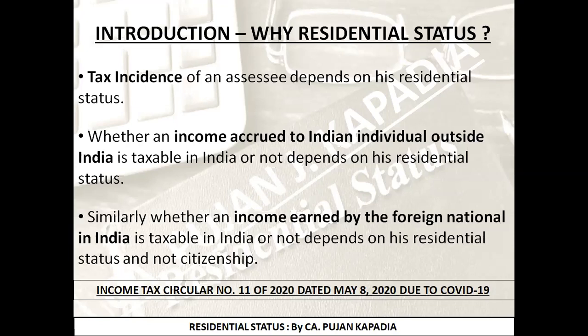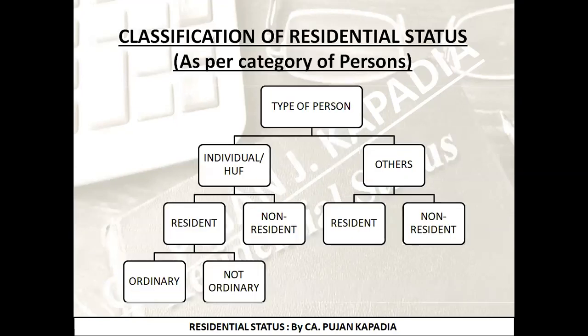So yes, you can get to know about the tax incidence on any assessee only if you know the residential status of that particular assessee. First of all, I had explained the classification of residential status. This is based on the type of person. Broadly, we classified it into two categories: one for individuals and HUF, and another for all other types of persons.